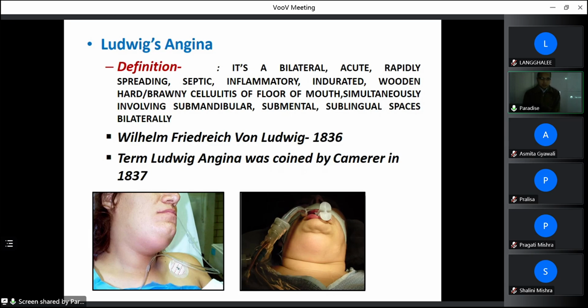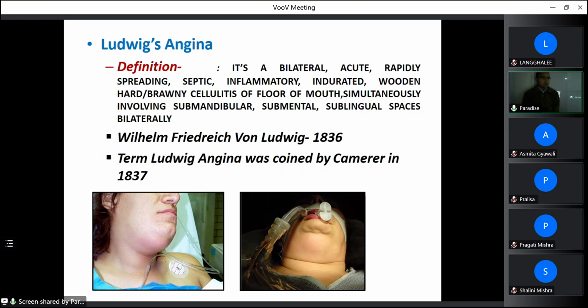It was first described by Wilhelm Friedrich von Ludwig in 1836, but the term Ludwig's angina was coined by Kammerer in 1837. So it is a very dangerous condition where the bilateral submandibular space, sublingual space, as well as submental space is involved.